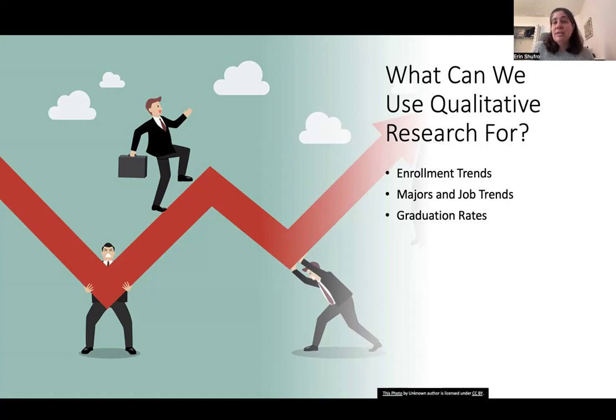We can also look at things like majors and job trends. So we can look at quantitative data all day long about what the job trends are, who's hiring, but we can also look at the qualitative side of the house. For example, what specific skills are employers looking for, and what do they want us to equip our students with? And why might they choose to hire our students instead of somebody else's students? Those are the kind of questions that you can ask employers and get at in a qualitative study versus a quantitative study.